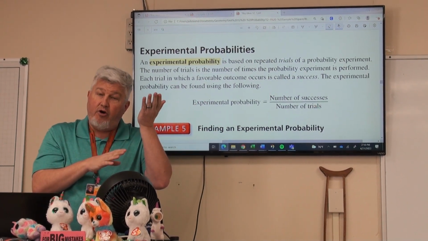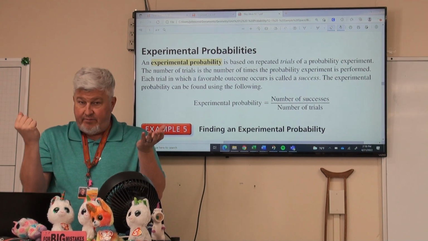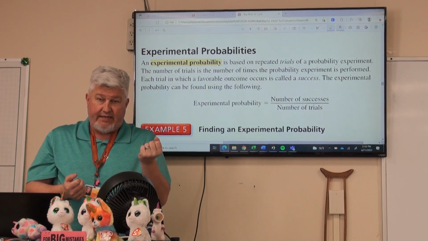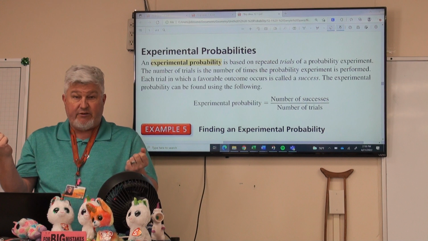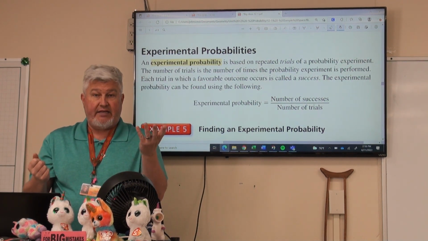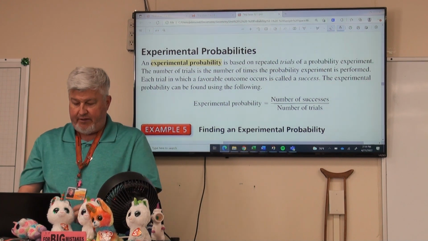However, let's say I flip a coin 20 times and I get 13 heads. Well, 13 over 20, is that more or less than 50%? More. So my experimental probability is 13 out of 20 versus 50%. I would predict if I flipped a coin 20 times, I should get 10. I actually got 13. So my experimental probability is different than what my theoretical probability would be.